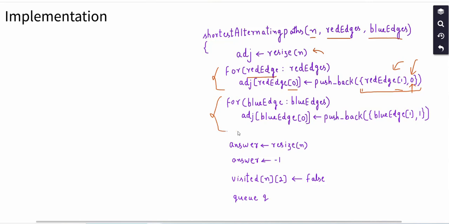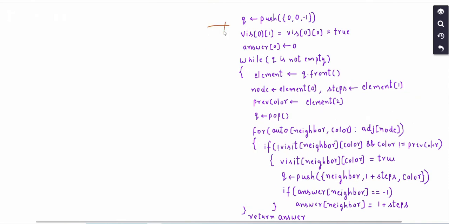Same goes for the blue edges. The first integer is the node from which the edge is directed, while the second integer is the node towards which the edge is directed, while the 1 represents the color of this particular edge. Then we declare an answer array of size n and initialize it with -1, and we declare a visited array of dimensions n cross 2, which is used to mark the visited nodes of the given graph with the particular previous edge.